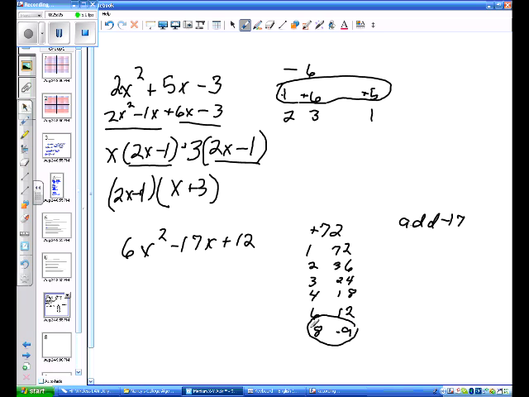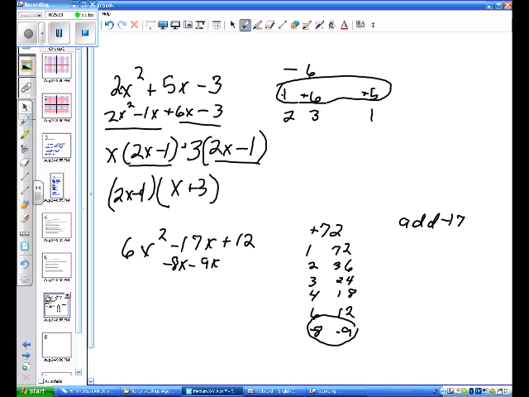And since it's a negative 17, we need them to both be negative. Negative 8 times negative 9 gives us a positive 72. Negative 8 plus negative 9 gives us a negative 17. So we're going to write down negative 8x, negative 9x.